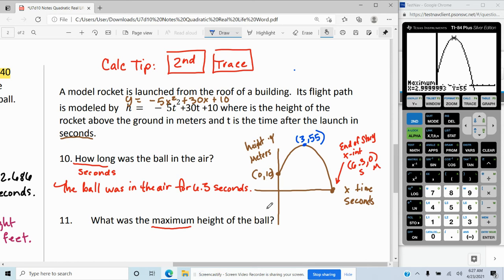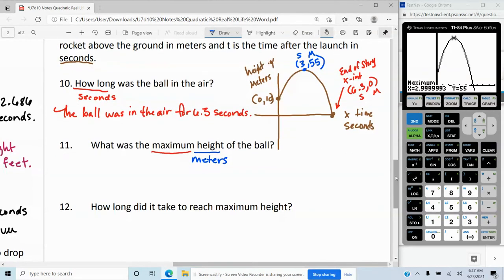Okay, so I know that x is all about seconds. That's 3 seconds. That's 55 meters. Boom. What is the maximum height? Which one describes height, meters or seconds? I would say meters, right? That's what they want. So let's go ahead and write our answer.